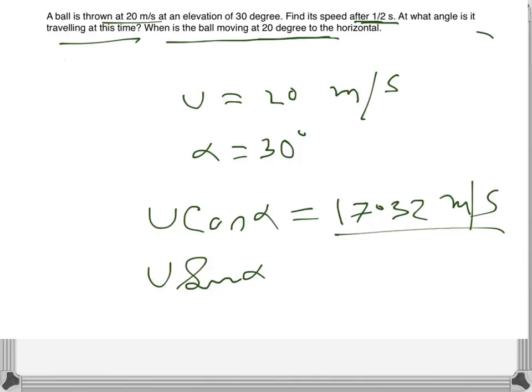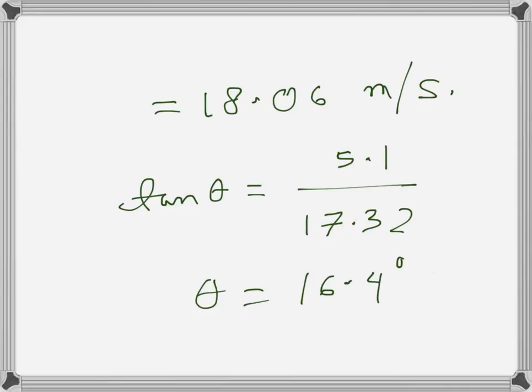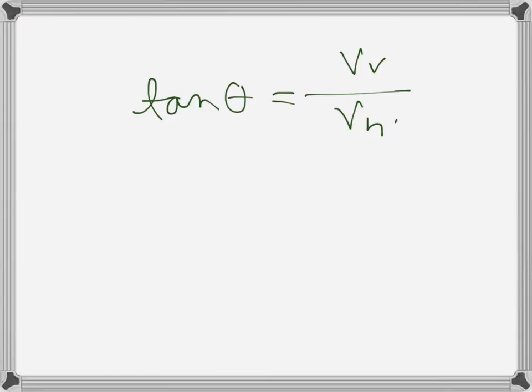So when the ball is moving at 20 degrees to the horizontal, initially it was 30 degrees, then after half a second it's 16.4, so 20 degrees it will be before that. But we can find it using, again, we know the angle is 20 degrees, so we can find the vertical component from this equation, tan theta, that will be the vertical component of the velocity divided by the horizontal component of the velocity. So that's tan 20 degrees.